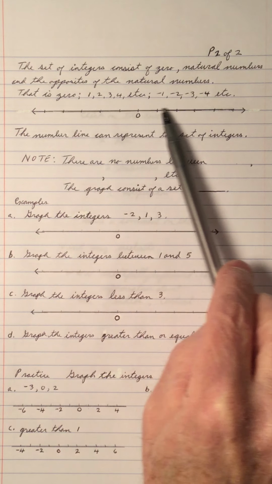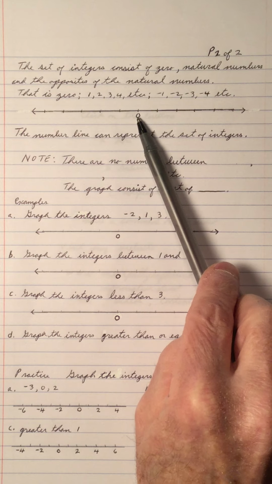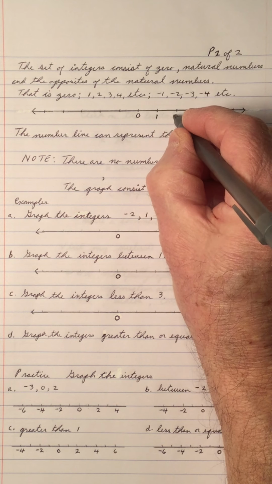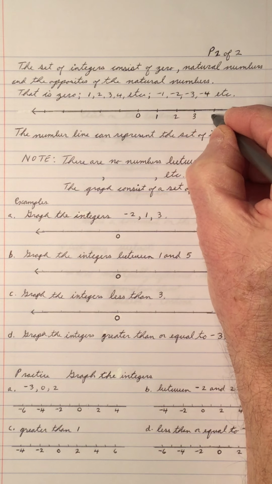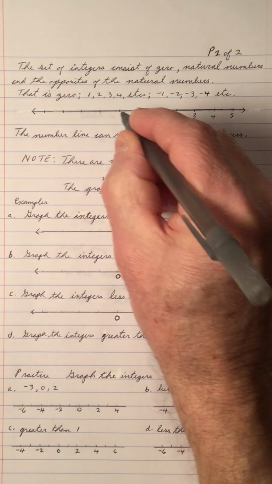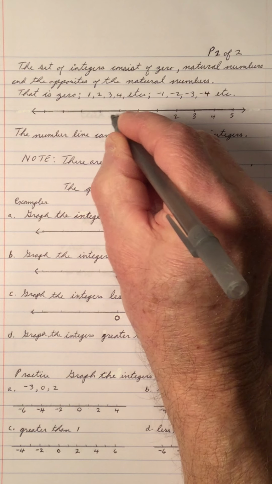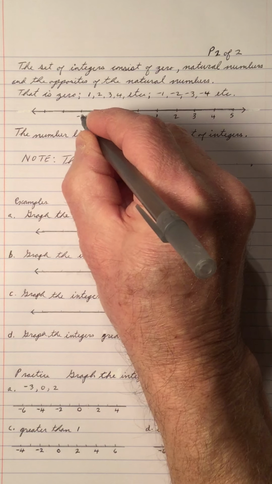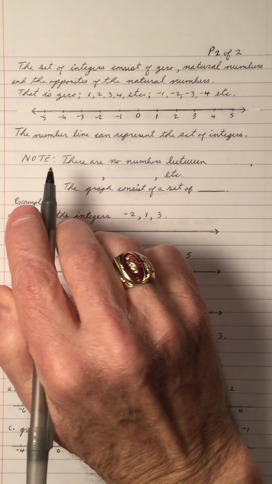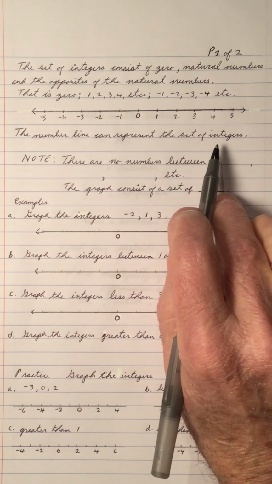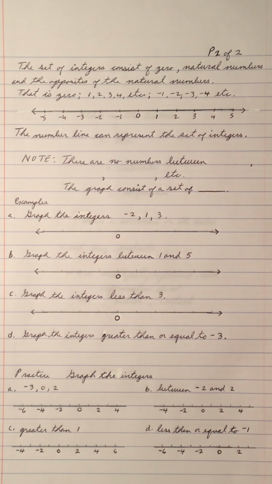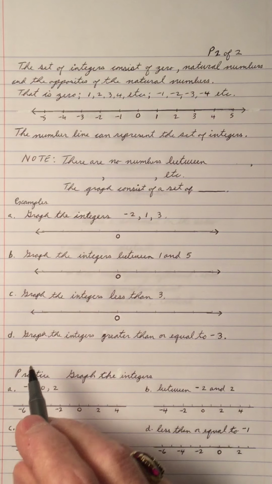What I have drawn here is a number line with 0 right here. So if I mark in the integers 1, 2, 3, 4, 5, they're positive numbers, but the positives don't have to be written in. Then -1, -2, -3, -4, -5. The number line can represent the set of integers, and the arrows indicate that they're moving on to the right and to the left.